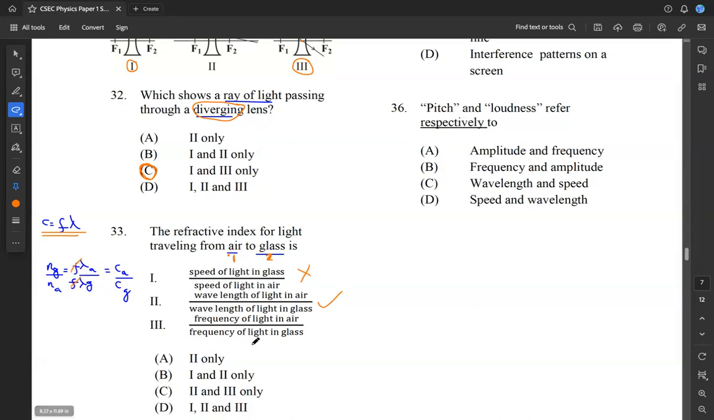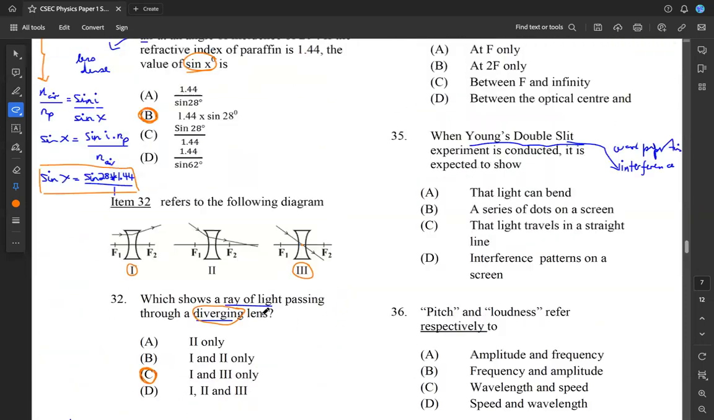So this isn't really a value. This is not going to give us a value of our refractive index simply because the frequency of light in air and the frequency of light in glass are exactly the same. So this one doesn't work. The only thing that works, guys, is 2, 2 only. So our answer for 33 is going to be A. So just remember Snell's law and what it represents, and remember your wave equation, and then you'll always be able to do these kinds of analyses, okay?